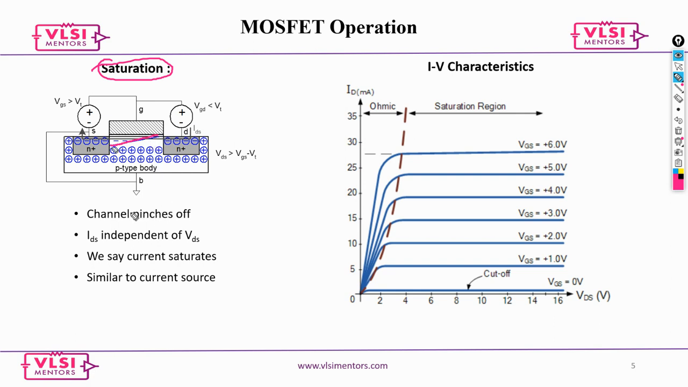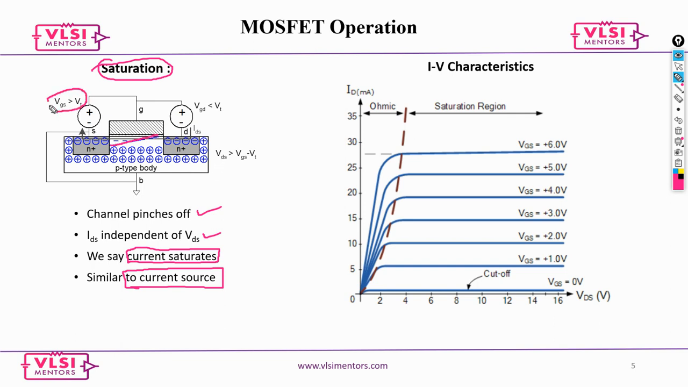Okay, so now if you look at the case of saturation, the channel gets pinched off and then your drain current is independent of your drain voltage. This we call the current being saturated, so it doesn't increase anymore, and it is something we call a current source.